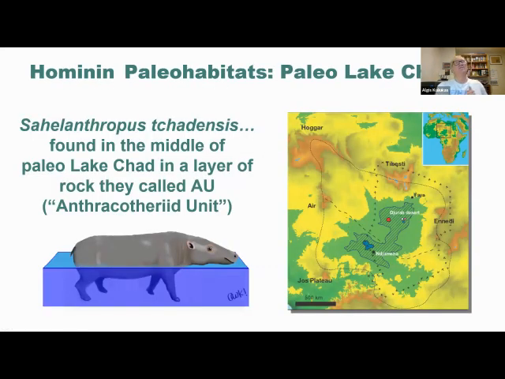This next one, Sahelanthropus tchadensis, was discovered where? In the Sahara Desert. But of course, when it lived 7 million years ago, this was a huge lake, and it was discovered right in the middle of that lake. And it was in a layer of rock that they called the AU unit, or the Anthracotheriidae unit. What the hell is an Anthracotheriid? It's a hippo ancestor. There were so many hippo ancestors buried with Sahelanthropus that they called it the AU, the Anthracotheriid unit. Again, completely consistent with the wading hypothesis.